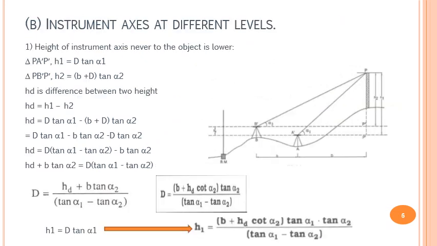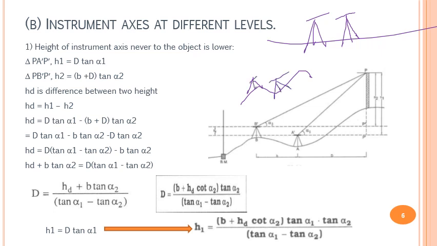Okay, now on next, instrument axis at different level. Height of instrument axis near to the object is lower. Here two heights are shown, because instruments are at the different level. In the previous case, instruments were at the same level. Okay, here one instrument is here and another instrument is here, means here the same level, but here the instruments are on different height, different level.